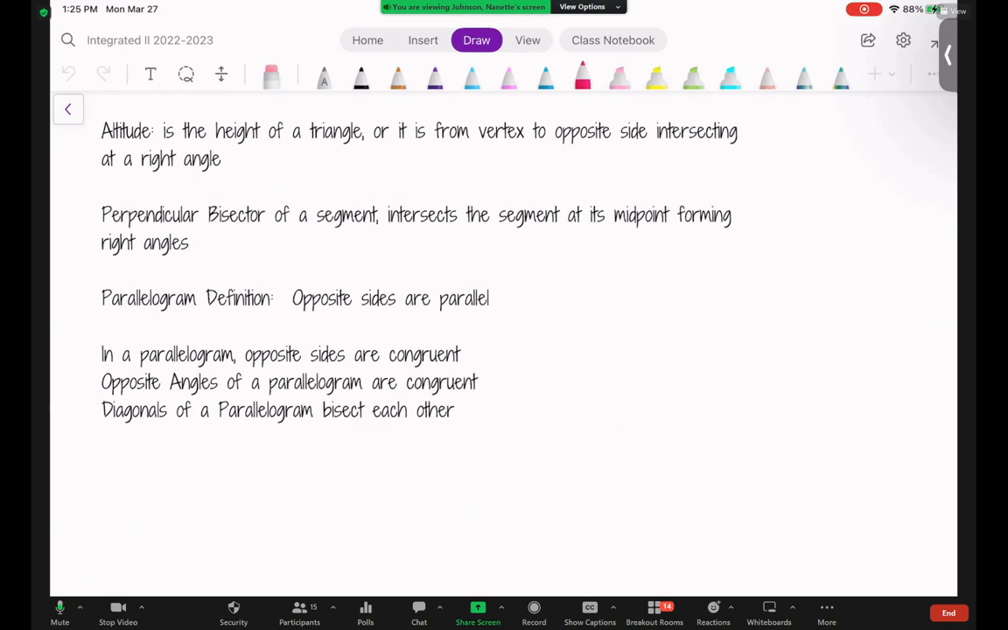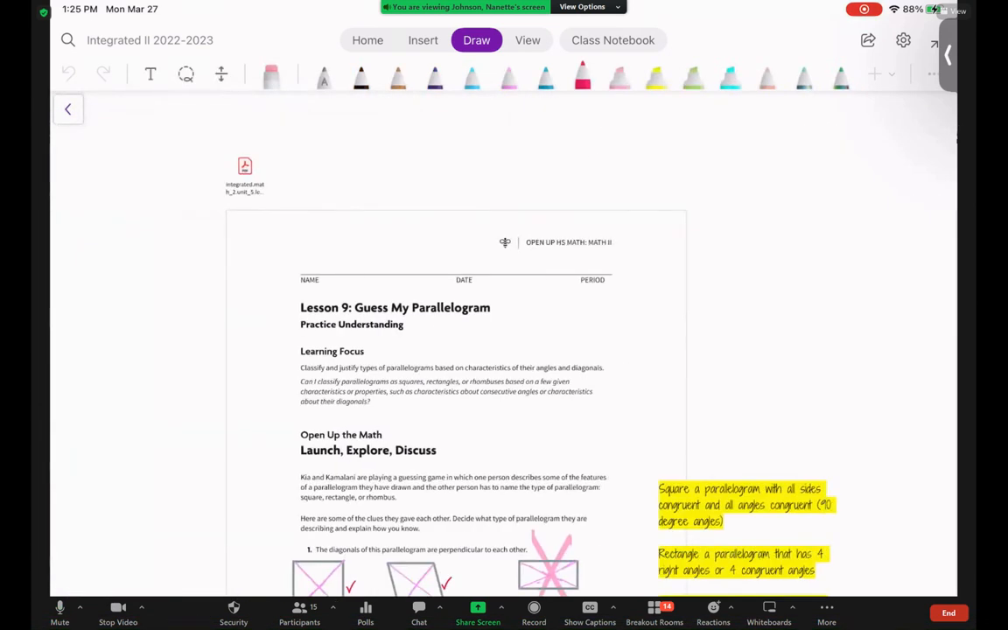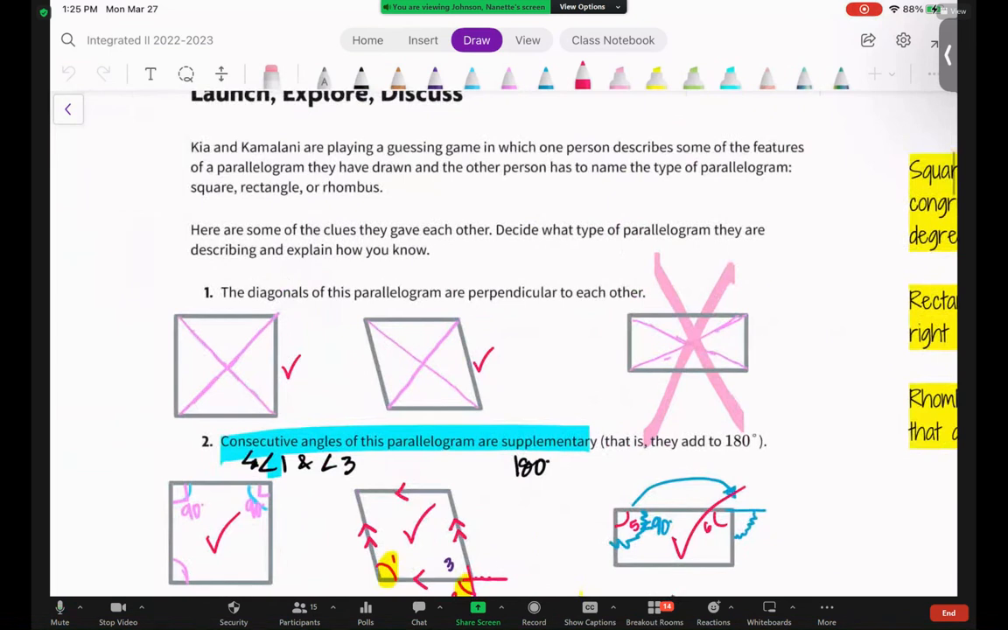Opposite sides are congruent, opposite angles are congruent, and the diagonals bisect each other. Some of you are actually adding 2 here, and you can add what we just did to that. So let's see. We could add that the diagonals are perpendicular for who? Who are the diagonals perpendicular for?